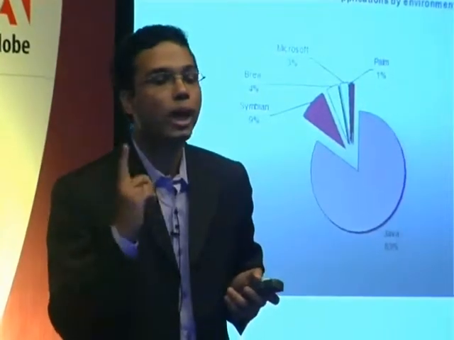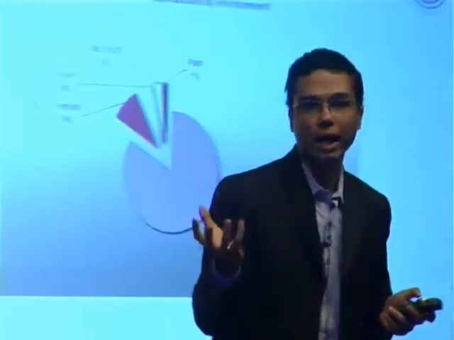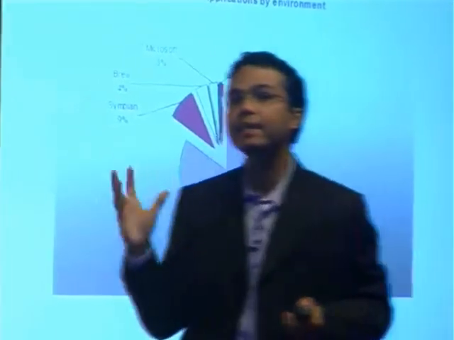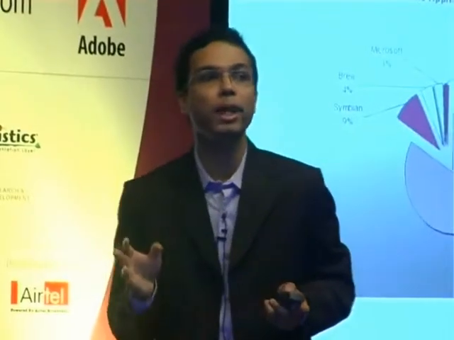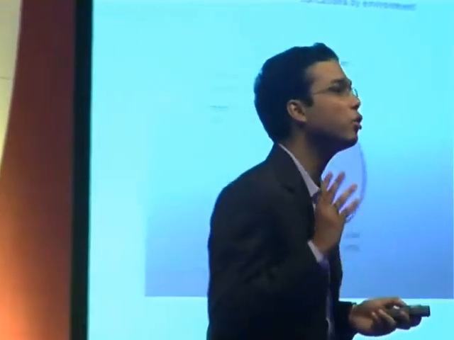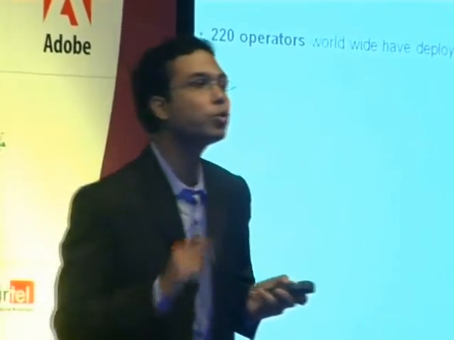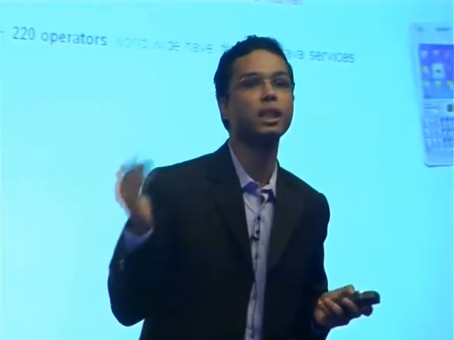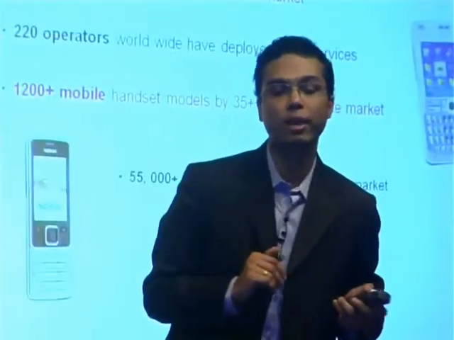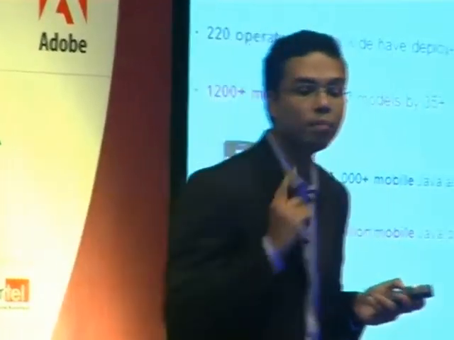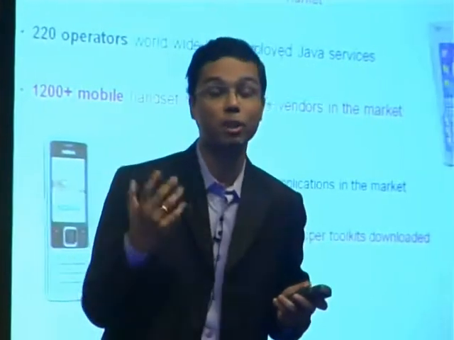Just to tell you the kind of reach that Java has: 83% of the applications run on Java. To give you some more statistics, there are 814 million mobile Java devices in the market, and 220 operators worldwide have deployed Java services. This usually happens in North America. And you have 1,200 mobile handsets by 35 plus vendors in the market, 55,000 mobile Java applications, and 1 million mobile Java developer toolkits have been downloaded already.